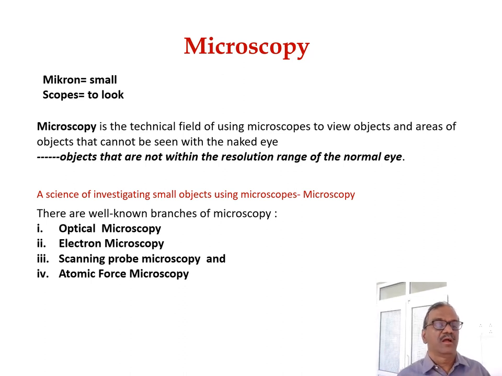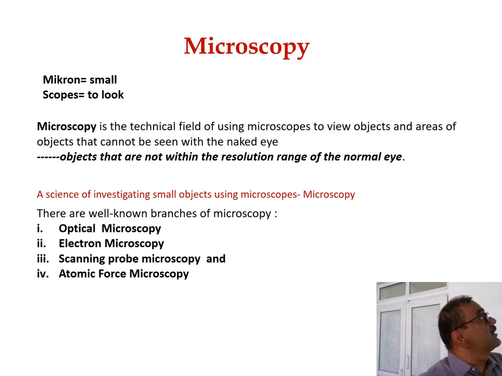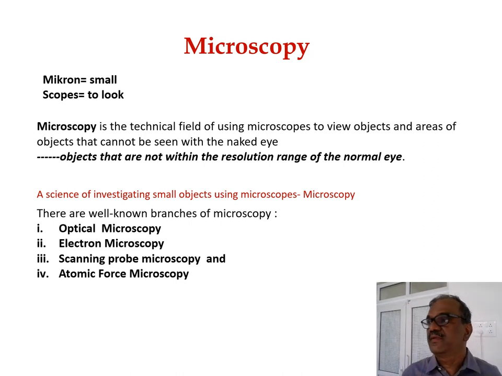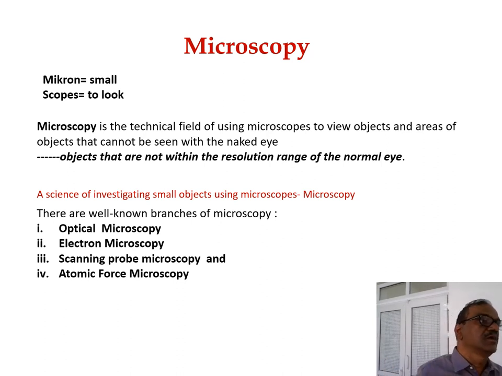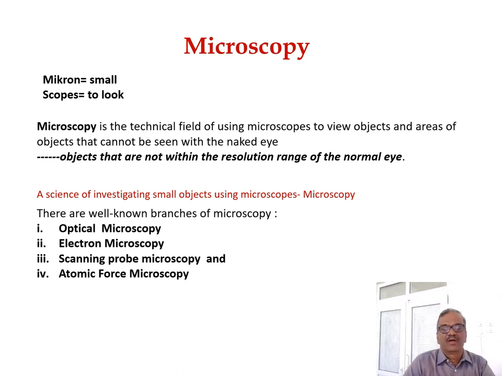Microscopy, and the name itself is self-explanatory: micron means small, and scope means to look. So to look at small objects without the aid of the human eye or naked eye, how can we see the specimens? Microscopy is the field of using a microscope to view objects and areas of objects that cannot be seen by the naked eye.